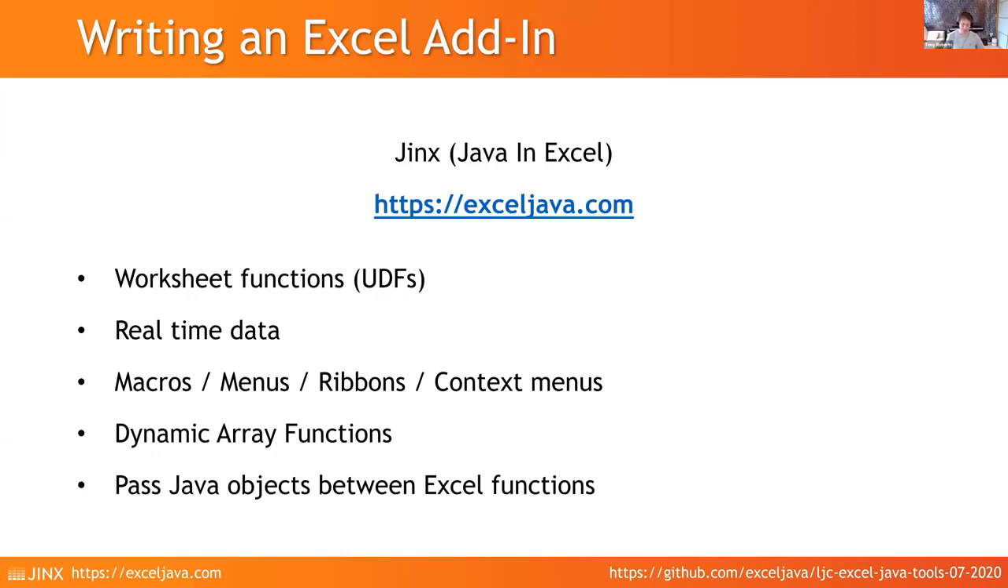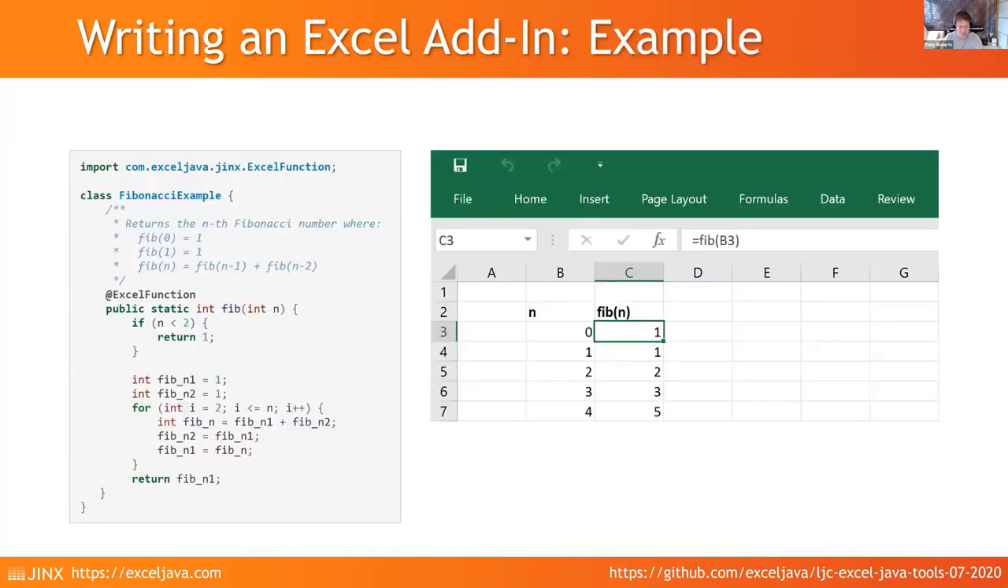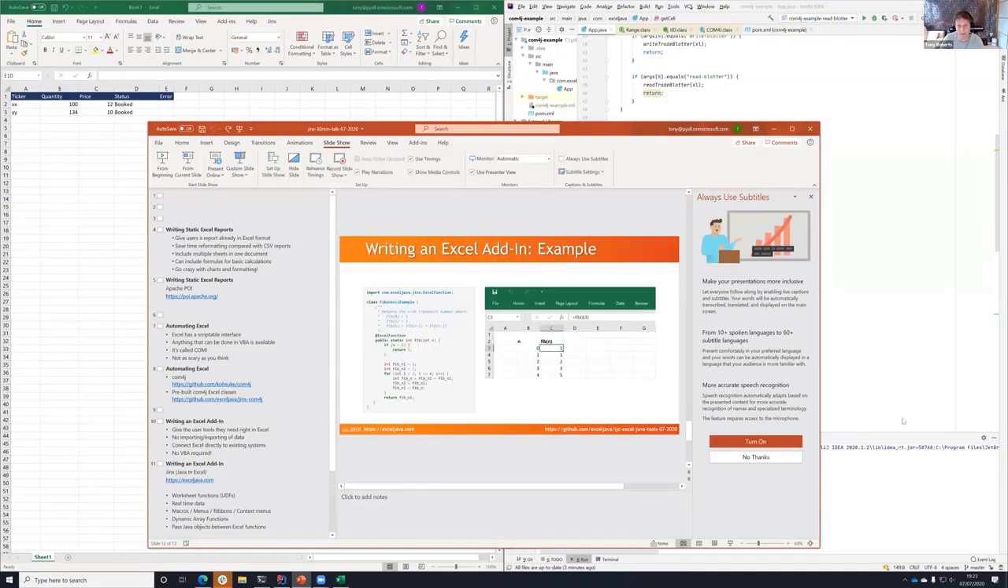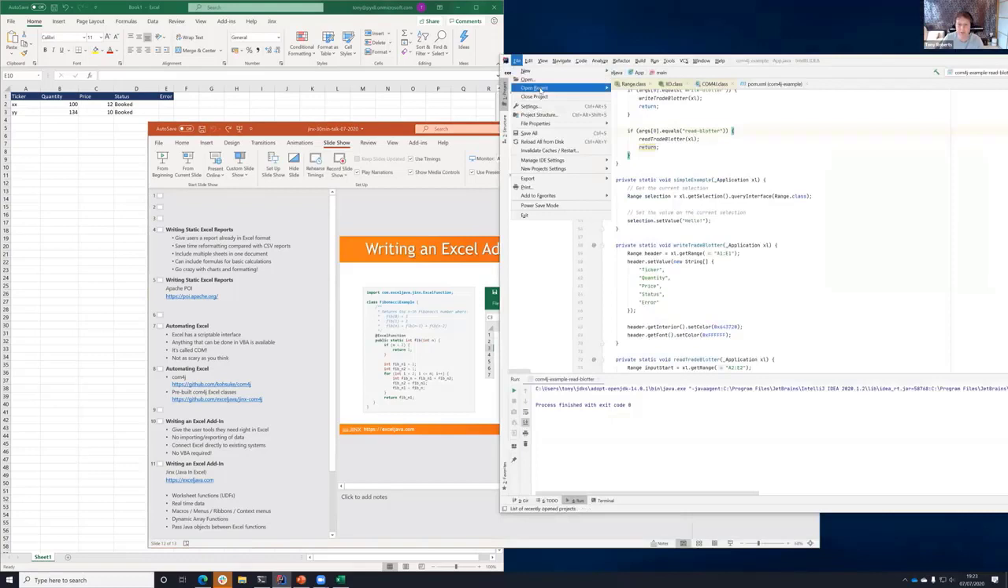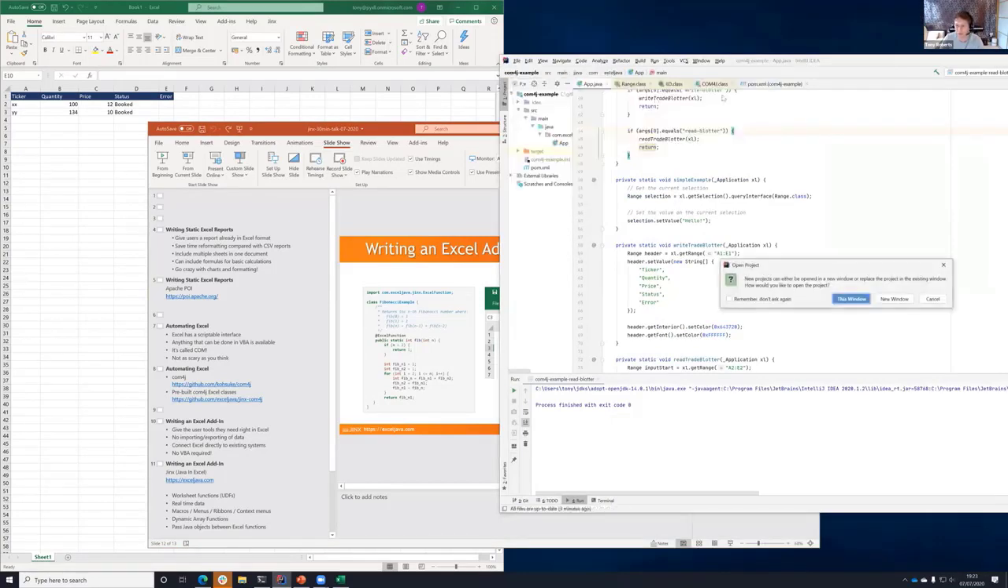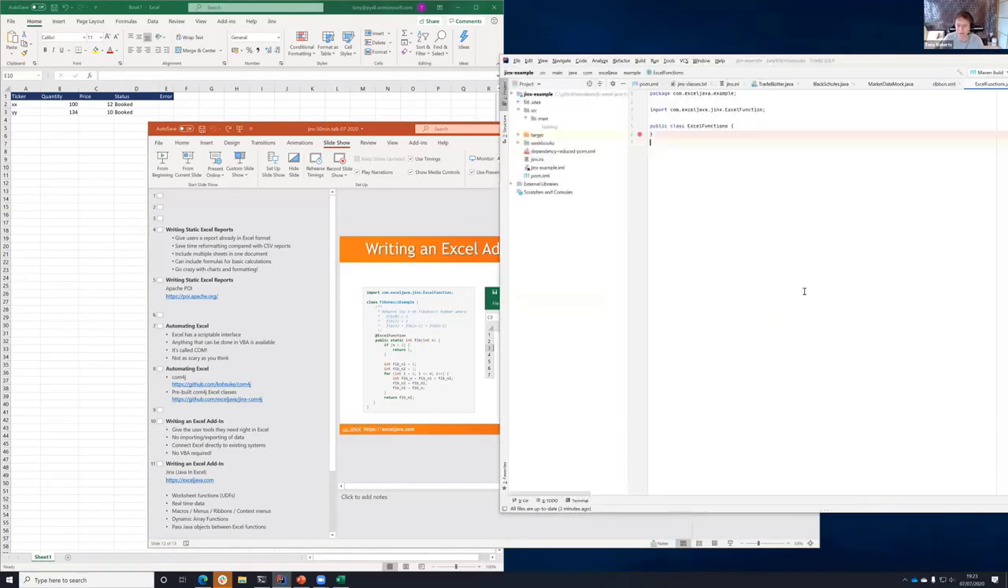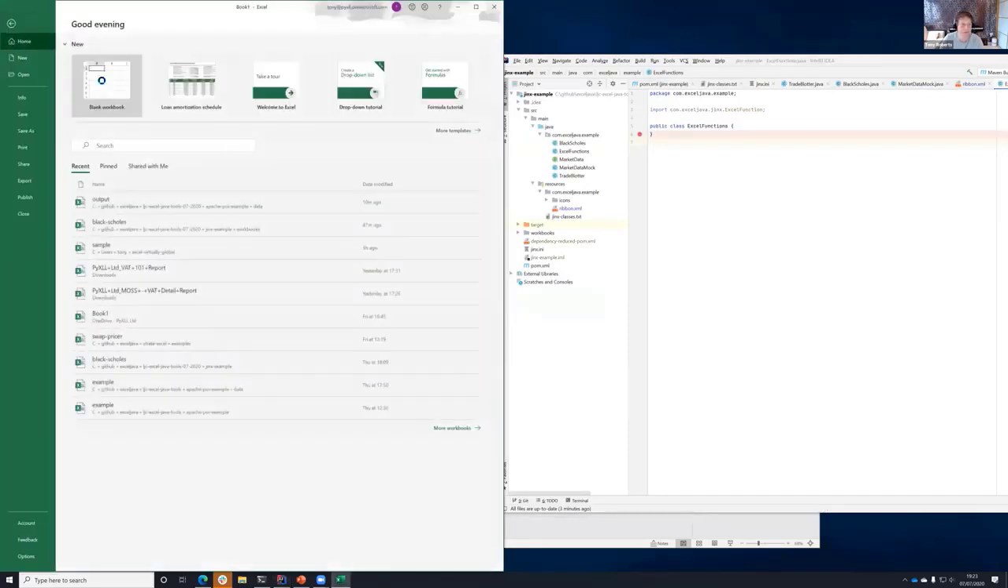Now, with Jinx, we can write fully featured Excel add-ins in Java or any JVM language, and that can be used to expose new Excel functions as worksheet functions, or stream in real-time data, or write macros, menus, ribbon bars, all that kind of stuff, and even pass Java objects between Excel functions. So I wanted to show you how that looks now. Let me just pull up another example. Do a new workbook.